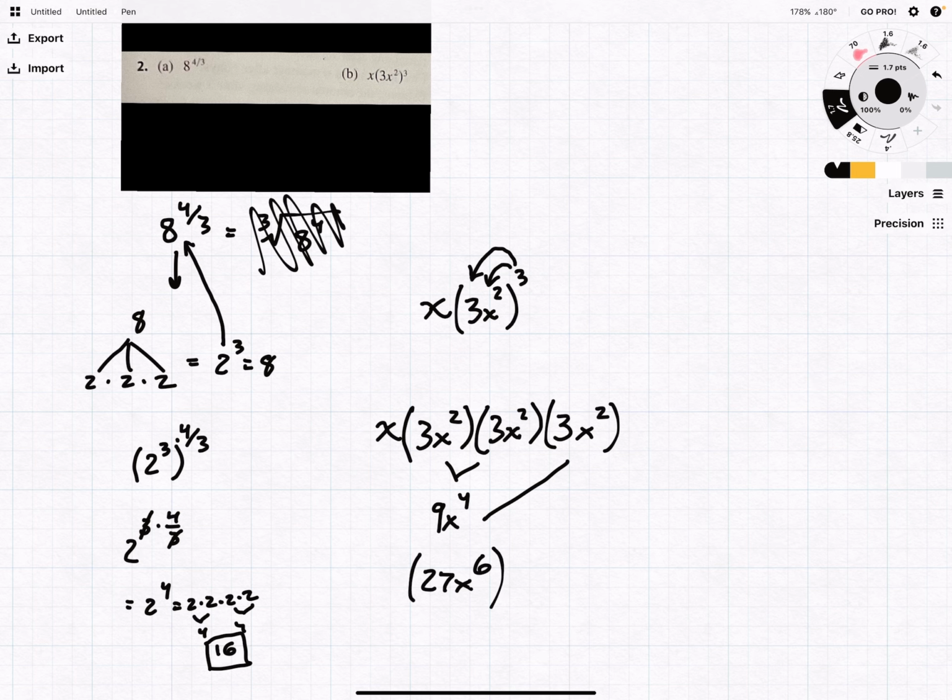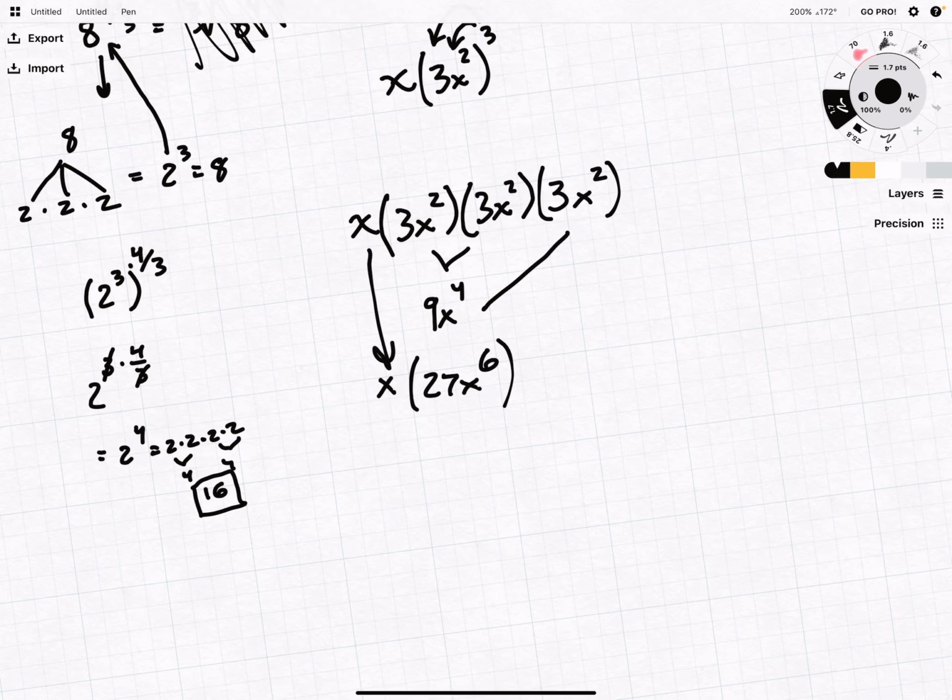Okay. Then we multiply all of that by x, we can't forget the x, and that will give us 27x to the 7th, and that's our final answer there. So that's everything for question number 2.